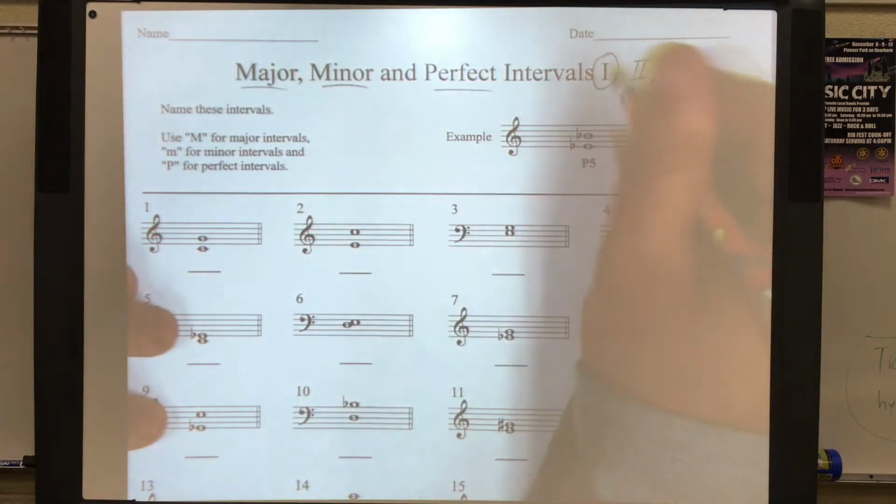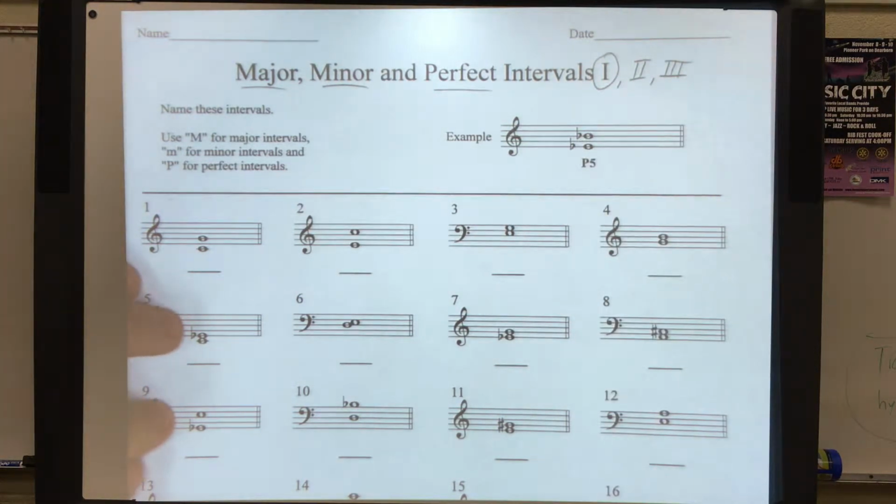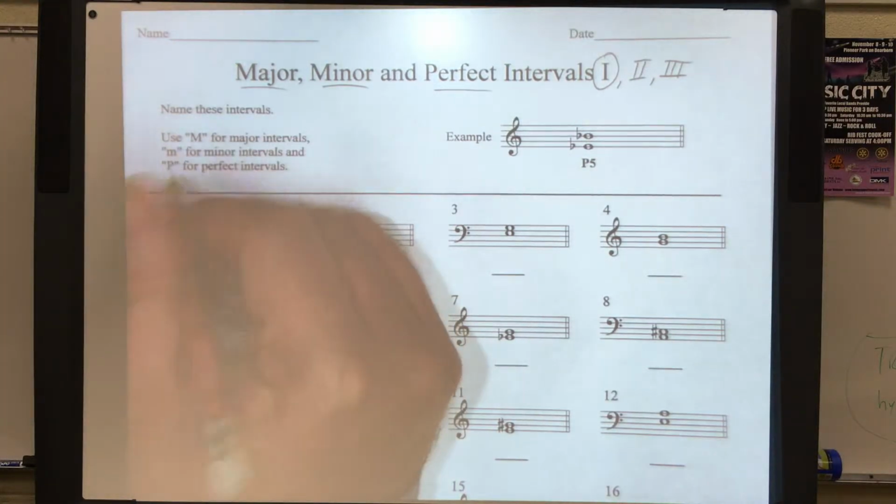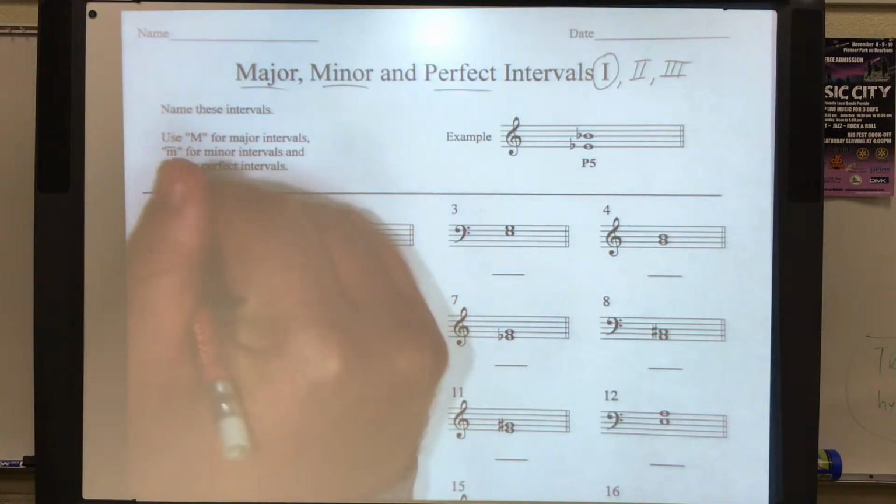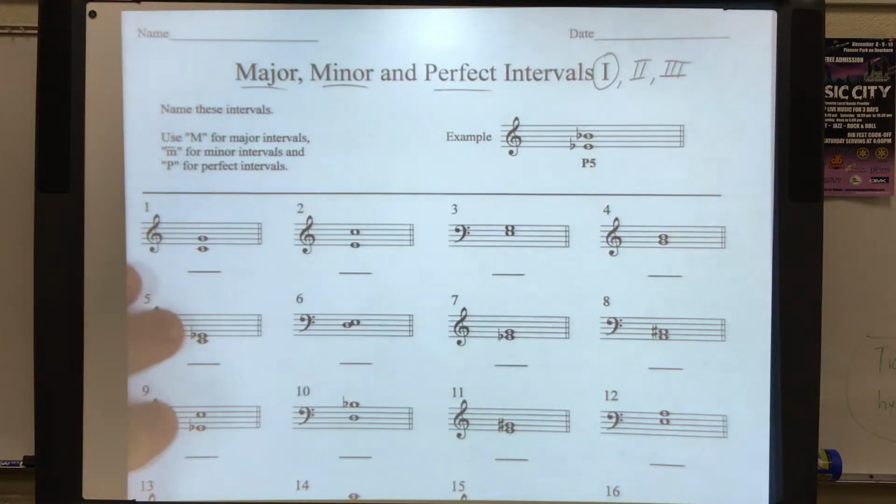You'll notice it says 1 at the top of your page. I've added 2 and 3 because this video applies to the first 3 worksheets of this sequence. The first 3 worksheets require you to name the intervals and use large M, little m with the little line, and P for major, minor, and perfect intervals. You will be able to use this video for numbers 1, 2, and 3. So don't be panicked that there are no videos for 2 and 3. We only made 1 because they are the same.